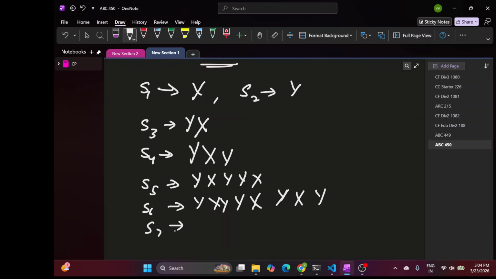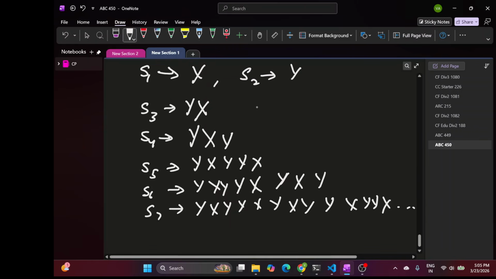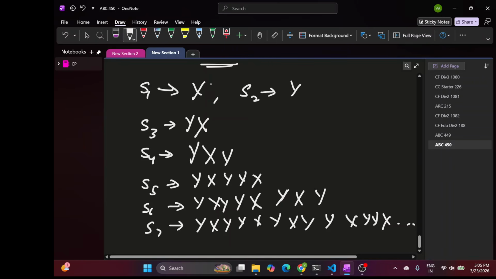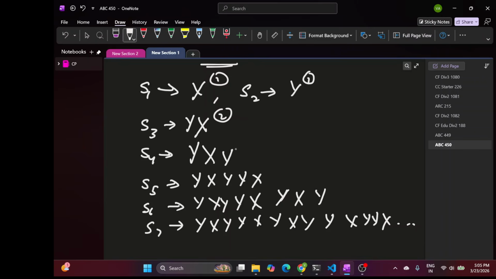And our S7 is again the concatenation of this, so it is YXYYXYXY, and again YXYYX, and so on, right? You can already see that the number of characters is growing too quickly, right? We had one character here, one here, two characters here, three in the next string, five, then eight, and then it is what? 13 characters, right?